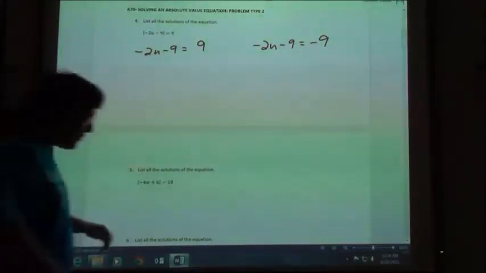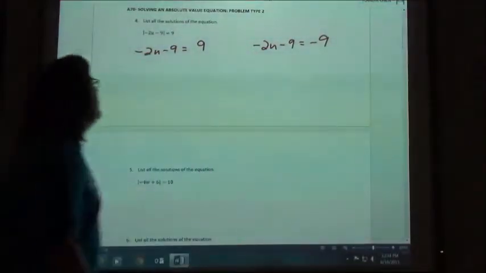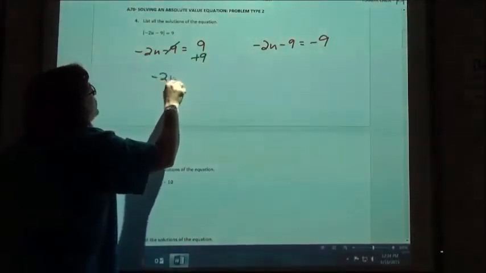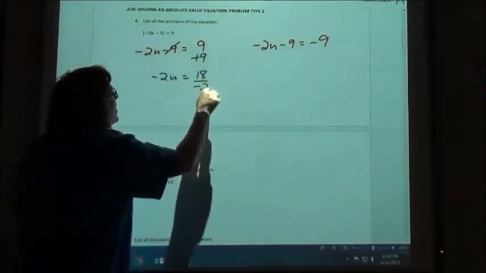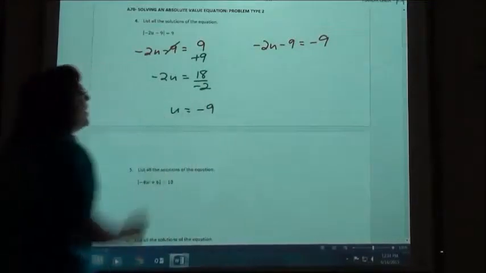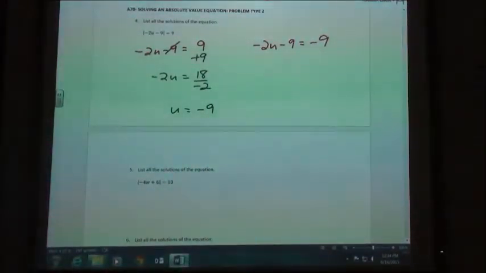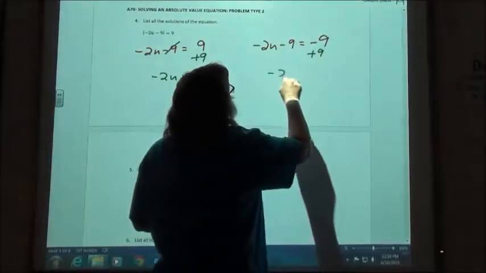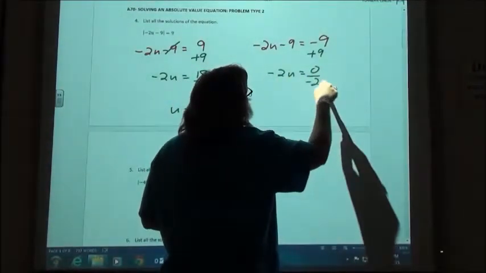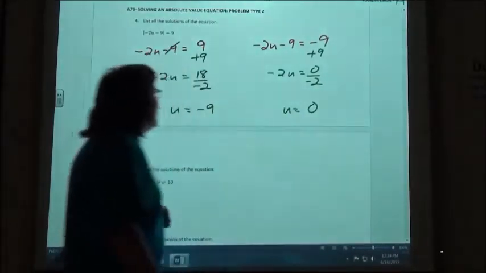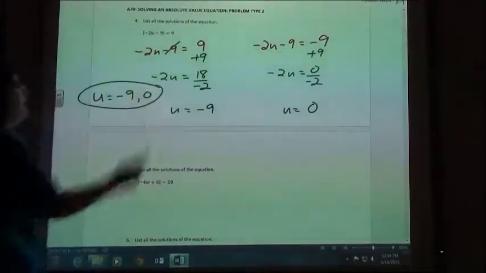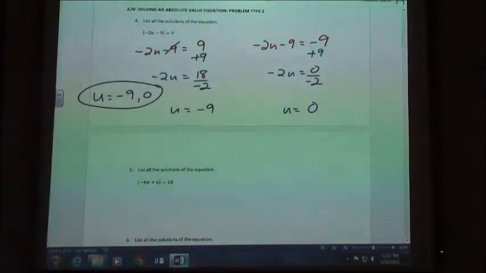So I'm going to have two problems, and then I just solve my two problems like I normally solve any other equation. So adding 9, -2u equals 18, dividing by -2, hey, u happens to be -9. Here I would add my 9, -2u would equal 0, and 0 divided by -2 is still 0. So when you put your answer in, you're just going to separate them with a comma and say, oh, I've got two answers, either -9 or 0 would make that a true statement.